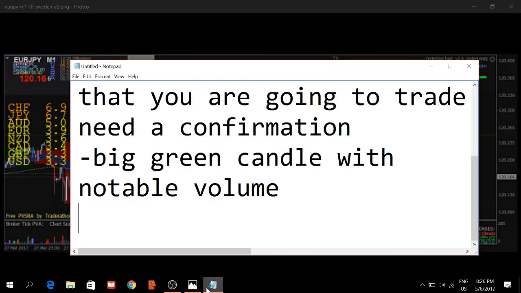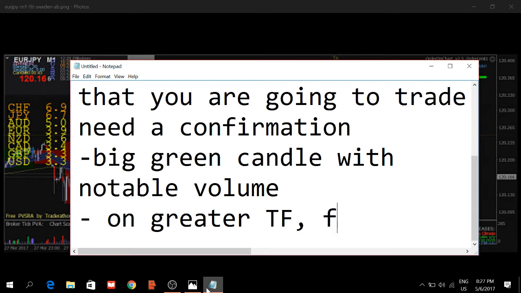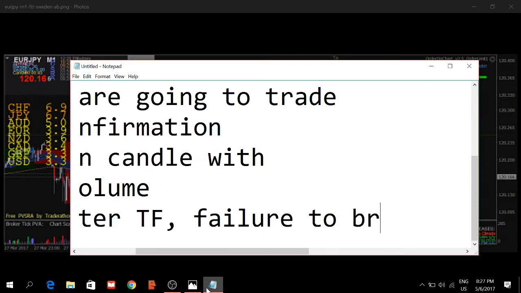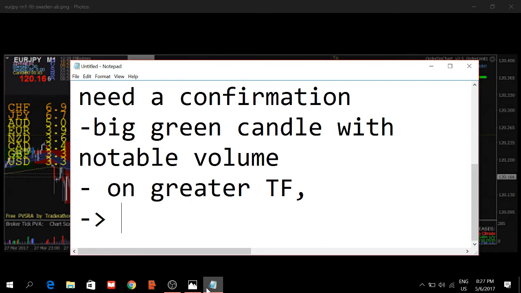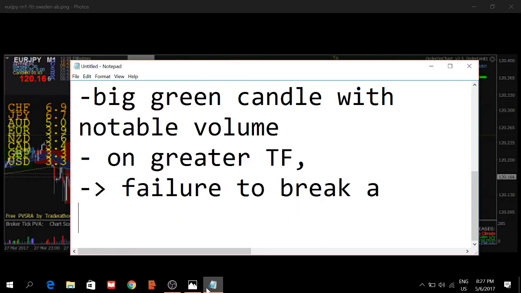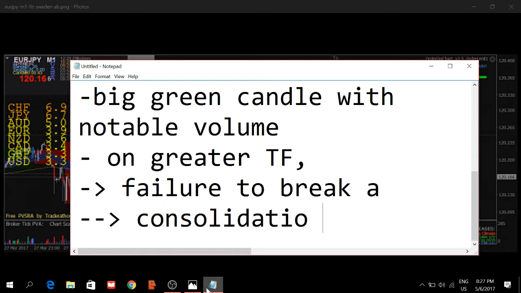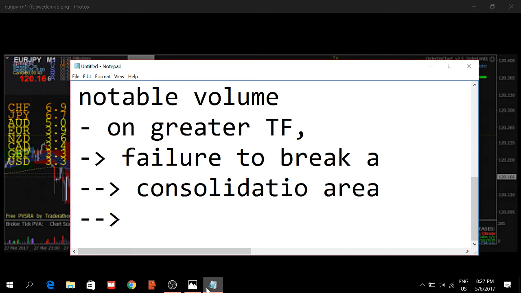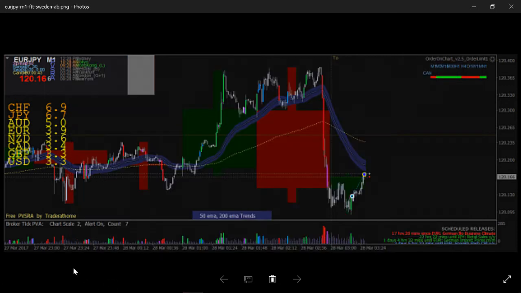So on greater time frames, it has to be in the same direction that you are trading. And you need to have a failure to break either a consolidation area or some sort of key level. So you're looking to have a failure to break one of these. All right. This is how I trade.